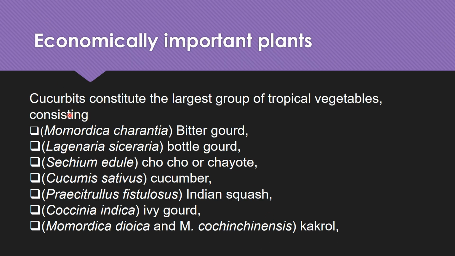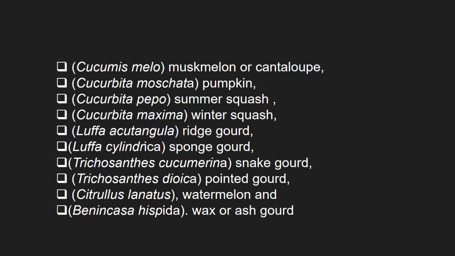Economically important plants. Cucurbits consist of the largest group of tropical vegetables, including bitter gourd, bottle gourd, cucumber, Indian squash, ivy gourd, cucumber, muskmelon, pumpkin, summer squash, winter squash, sponge gourd, snake gourd, pointed gourd, watermelon, and the wax or ash gourd.